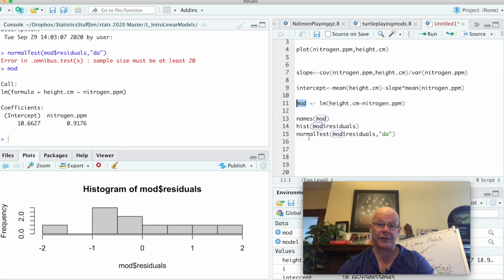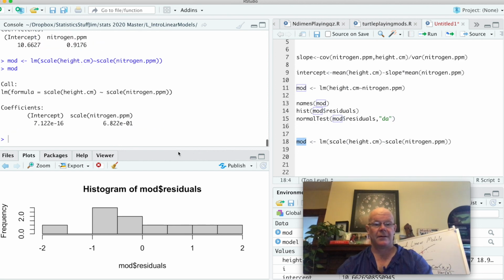But if we were to z-transform the data, then we could get what are referred to as standardized coefficients. So I'm going to say scale, and I will say scale. And now I'm in units of standard deviation. So now the slope is, what? 0.68. And that means I would expect the height of the plant to increase by 0.68 standard deviations every time I increase the nitrogen by 1 standard deviation.